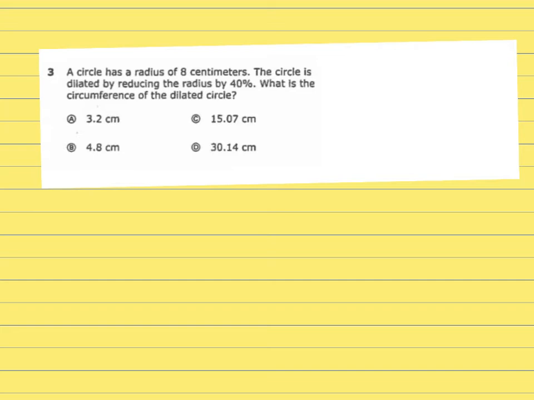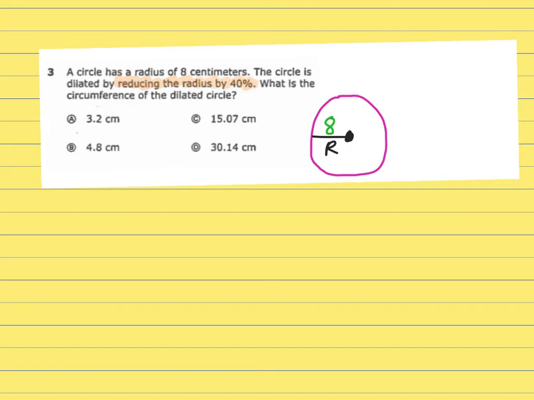Question number 3. A circle has a radius of 8 centimeters. So I could draw an image if you're a picture person. And there's my circle. Radius only goes halfway across. And it's saying that it's 8 centimeters. Okay, the circle is dilated by reducing the radius by 40%. So that means it's going to shrink. I'm going to reduce the radius by 40%.